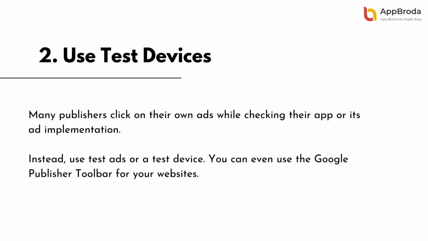This is a basic mistake that a lot of publishers make. Always use a test device to check your own app or your ad implementation. Many publishers click on their live ads, which Google considers invalid. Instead, use a test ad or a test device.